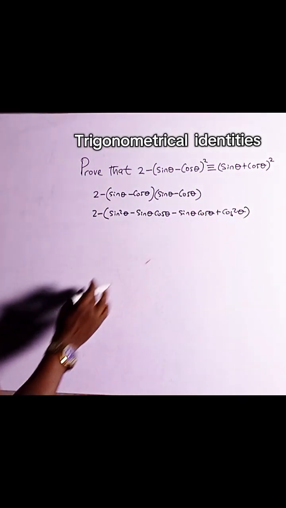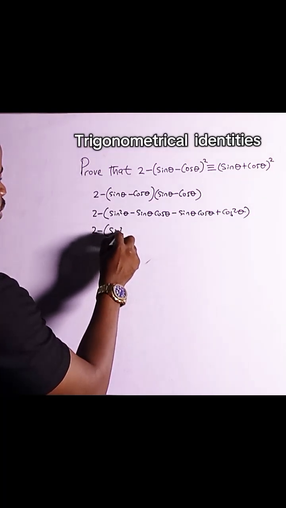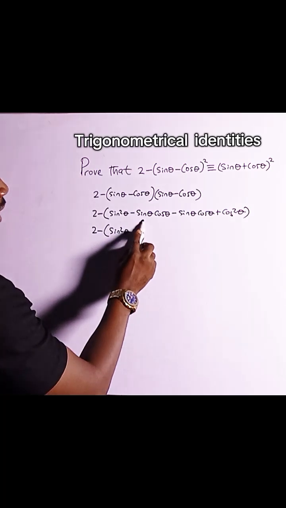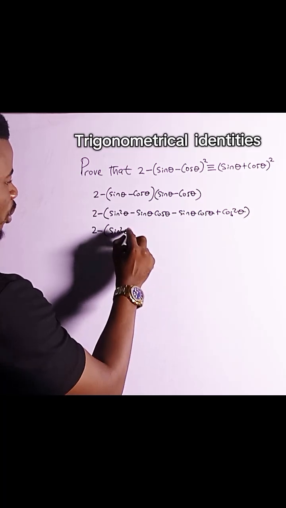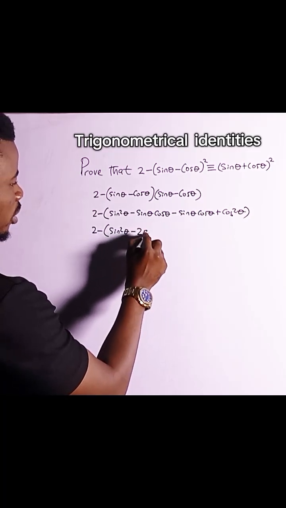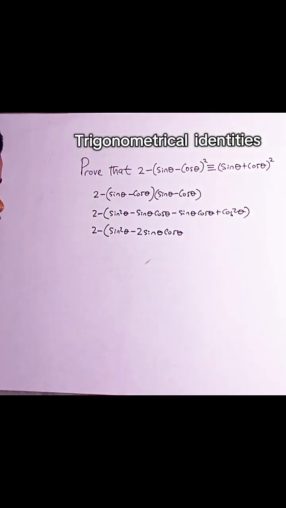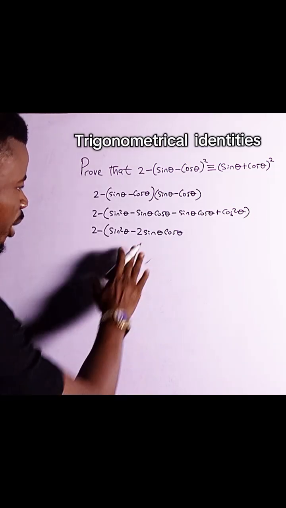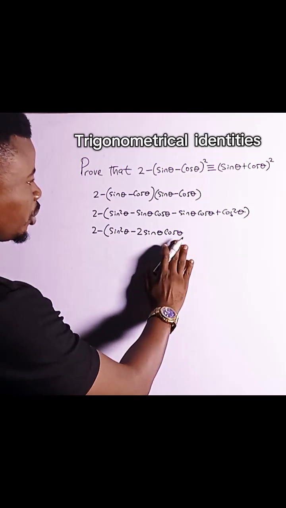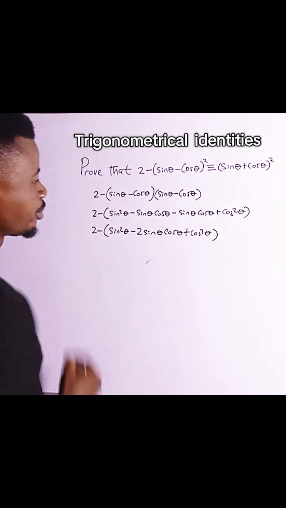So let's simplify the expression in the bracket. So you have 2 minus sine square theta, then minus sine theta cos theta minus sine theta cos theta will give you what? Minus 2 sine theta cos theta. Just like minus ab minus ab is minus 2ab. So that's the same thing we used here. Then we have what? Cos square theta.